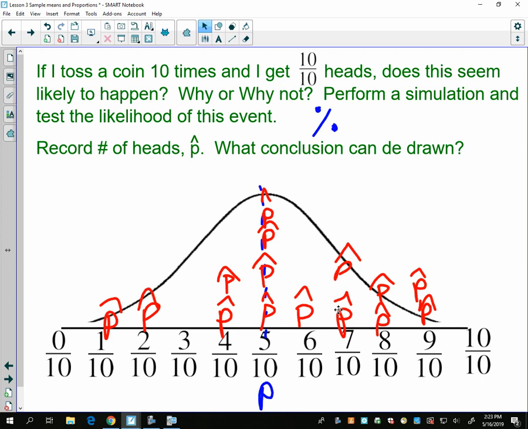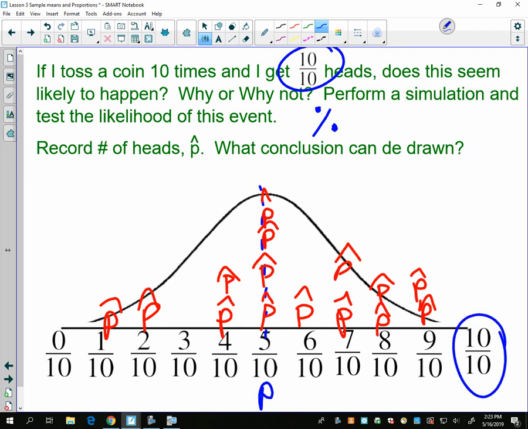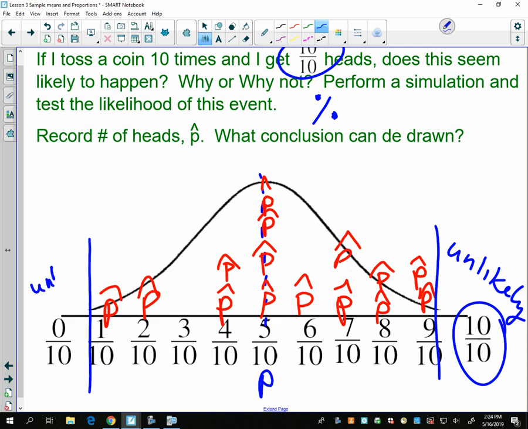Now, this is where the statistical inference comes in. If you had a coin and you got 10 out of 10, is that likely to happen or unlikely to happen? Very unlikely, extremely unlikely. Nobody did it. Nobody got 10 out of 10. So if we actually put up the margin of 2 standard deviations, 10 out of 10 would lie outside of 2 standard deviations. So this would be unlikely. And whatever in here is likely within 2 standard deviations.